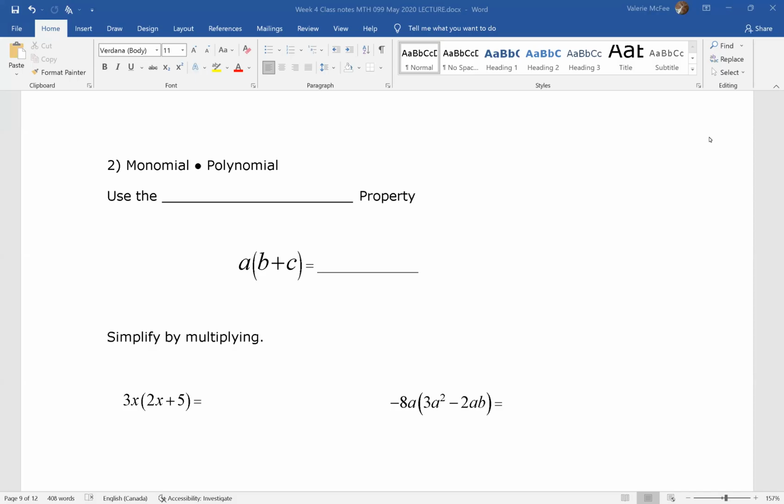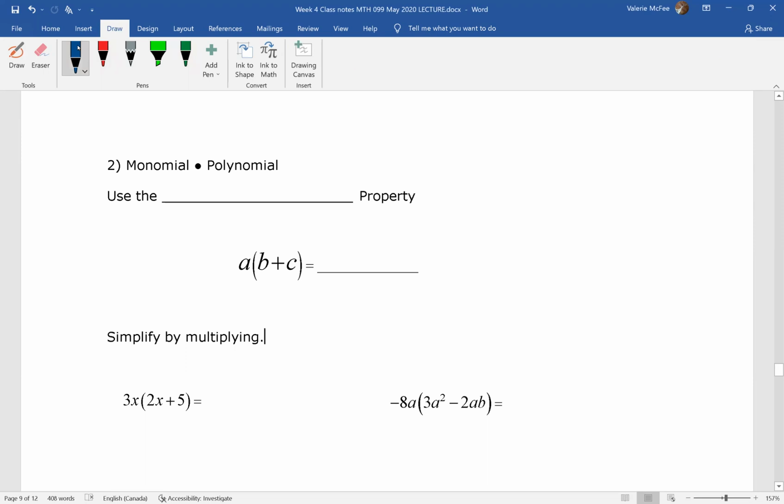We want to look at multiplying a monomial with one term by a polynomial of many terms. We're going to need to use the distributive property. The distributive property is going to be used a lot in Math 99, Math 103, and any other math courses you might take. So you'll want to practice enough that you feel familiar with it.